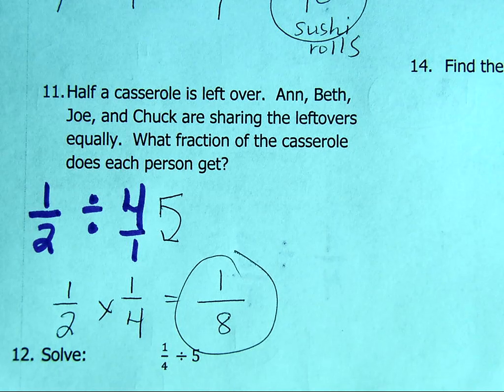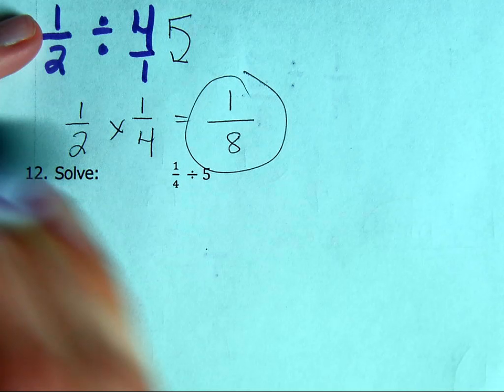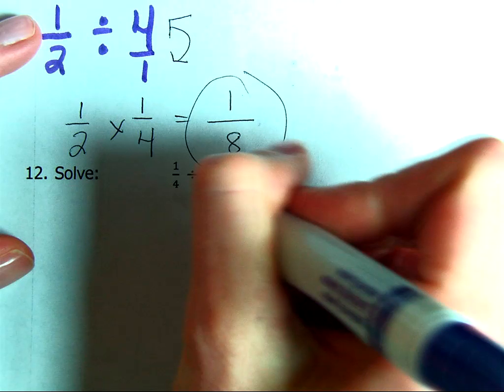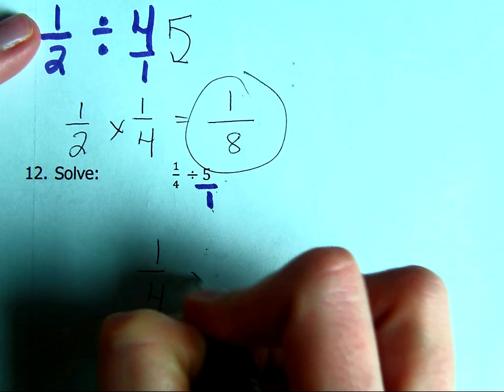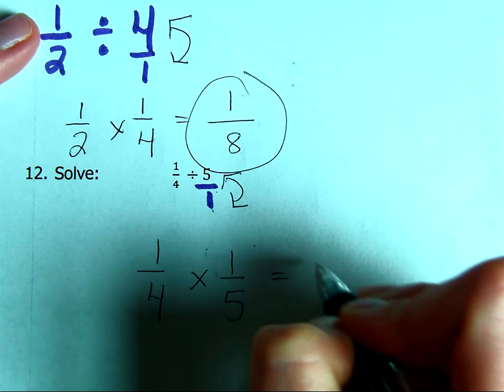Next problem, I have 1/4 divided by 5 whole. I'm going to turn this 5 whole into a fraction by drawing a line and putting a 1. Again, that doesn't change its value. 5 divided by 1 is still equal to 5 whole. Now I'm going to rewrite the problem. 1/4 multiplied by the reciprocal fraction of 5/1, which would be 1/5. 1 times 1 equals 1, and 4 times 5 equals 20. So my final answer is 1/20.